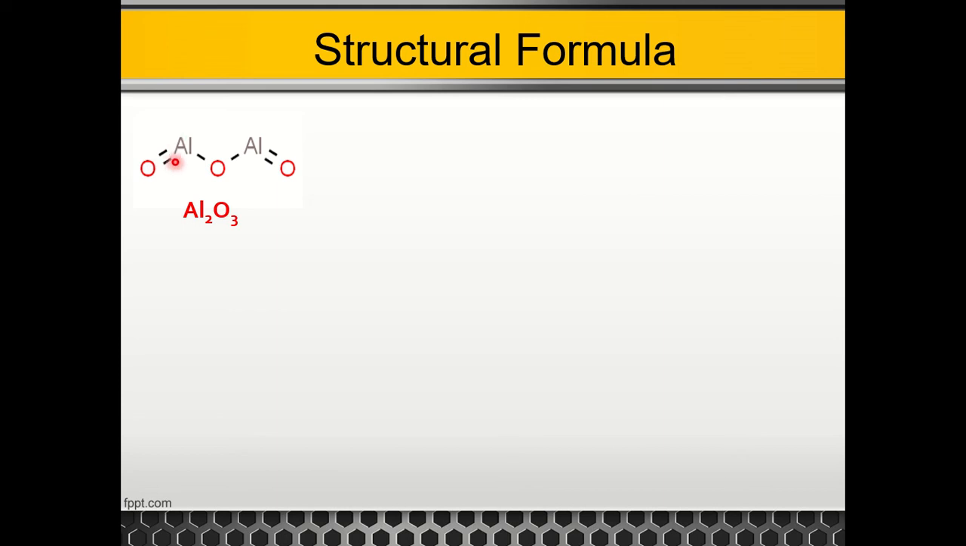So by using these 2 hands, 1 oxygen atom is bonded, and 1 hand, 1 oxygen atom. But oxygen has another hand, and by using this other hand, another aluminium atom is bonded. And aluminium is trivalent, so these 2 hands hold another oxygen atom.